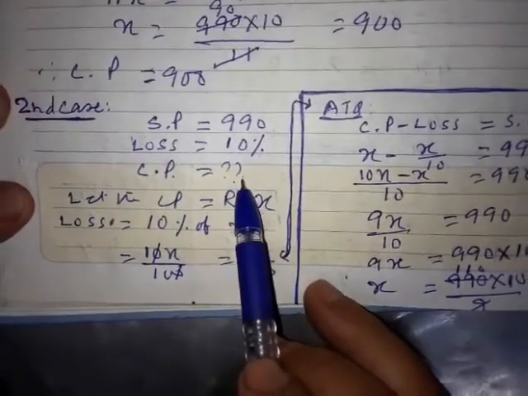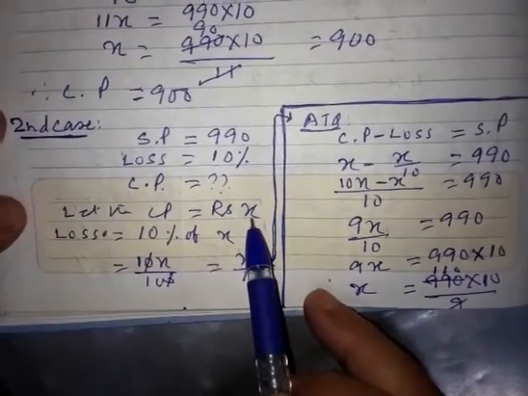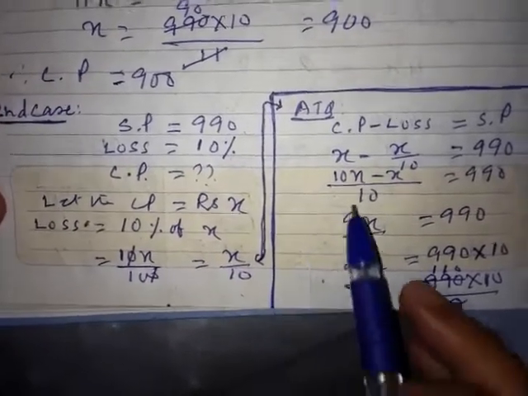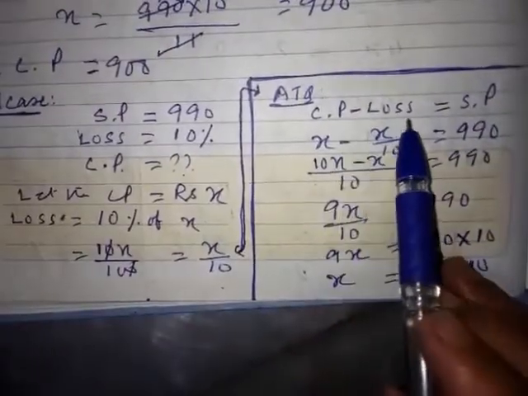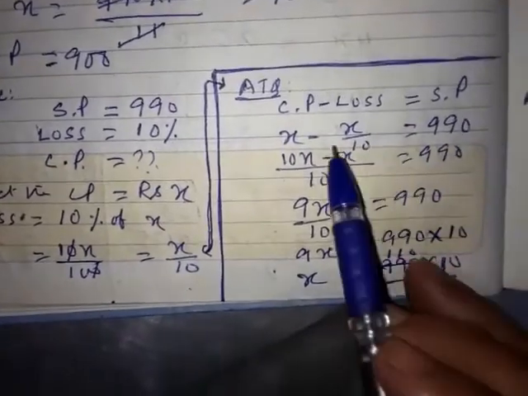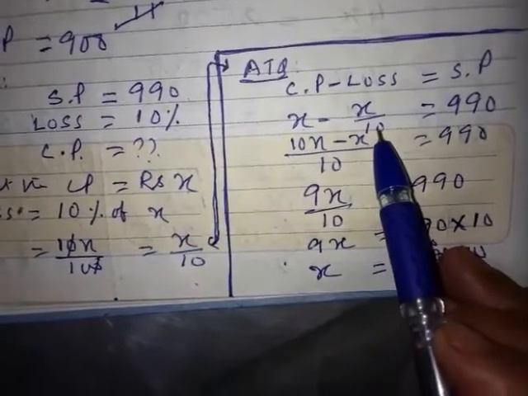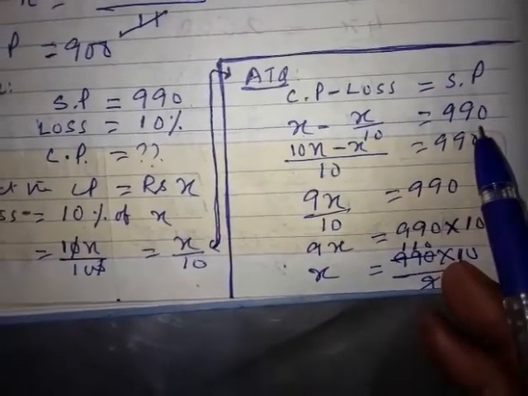CP is not known. Again I am taking, let the CP be X. What is the loss? 10% of X, X by 10. Now again, according to the question, CP minus loss equals SP. All of us know, in place of CP, put the value of CP. In place of loss, put the value of loss.